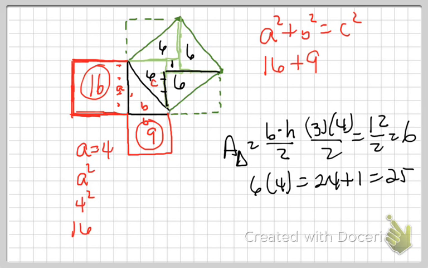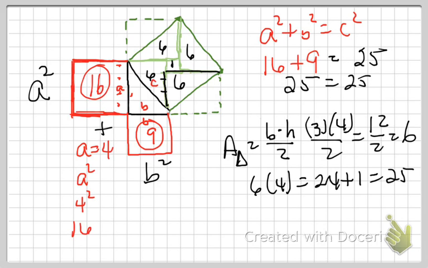Alright? So if I have C squared equals 25. Does 16 plus 9 equal 25? And it does. So you can see where A squared, that's right there, B squared, you add those together, you get your C squared. And we proved that mathematically just now right here.